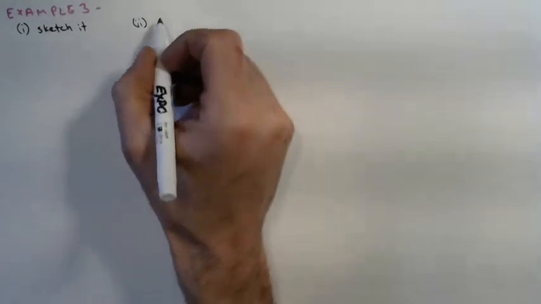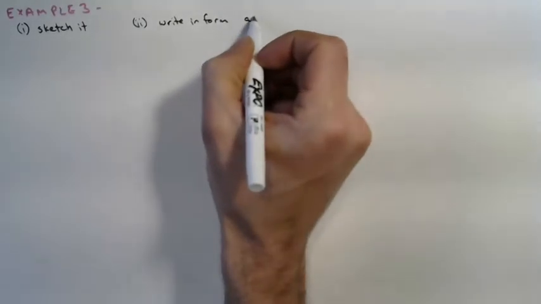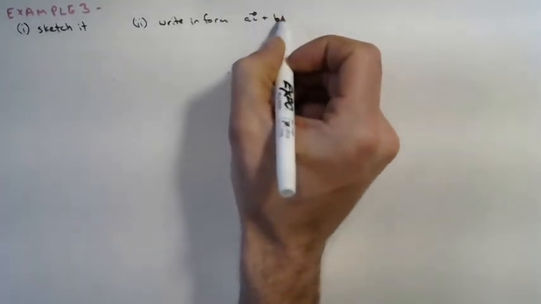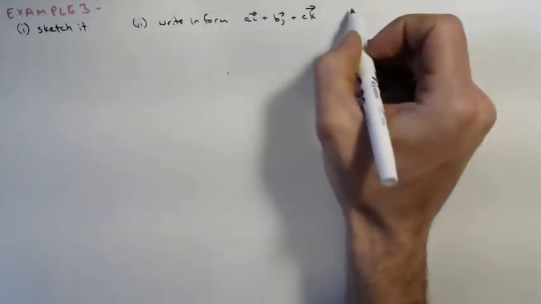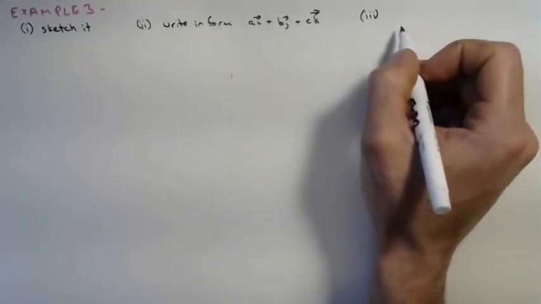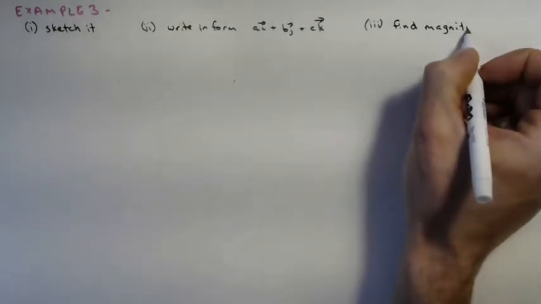Example 3. Working with 3D vectors. For each vector below, 1. Sketch it. 2. Write the vector in the form ai plus bj plus ck. And 3. Find magnitude.